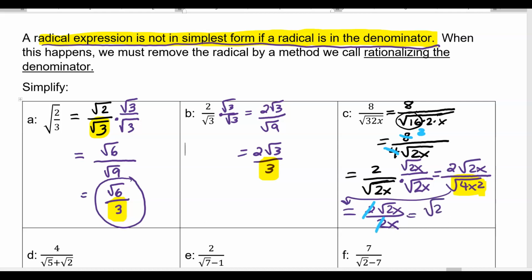Equals square root of 2x over x. Now you should try possibly just multiplying this by the square root of 32x top and bottom to see if you can get to that same.